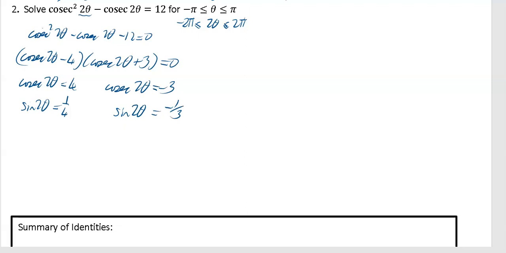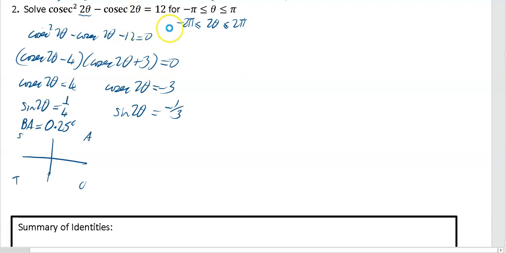I've run out of space, so I'll do this one here. The basic angle for this one is, it's radians remember, so it's 0.25 radians. C, A, S, and T. Now in this one, it's going from minus 2 pi to positive 2 pi.